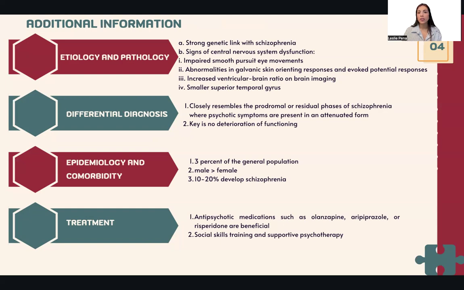The key is no deteriorating function. So they still have control over themselves, whereas somebody with schizophrenia would struggle with control a lot more. This happens in 3% of the general population. It happens more in males than in females, and 10 to 20% of people with this personality disorder will develop schizophrenia.